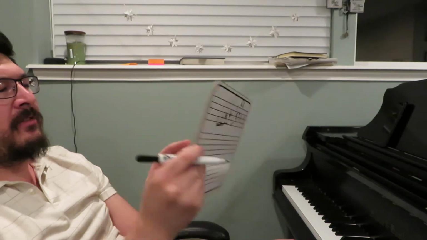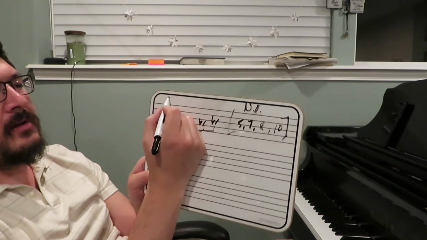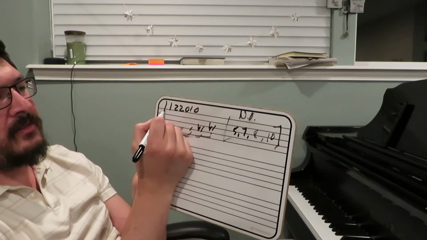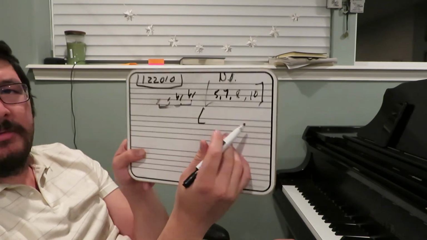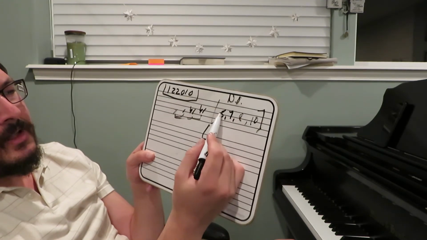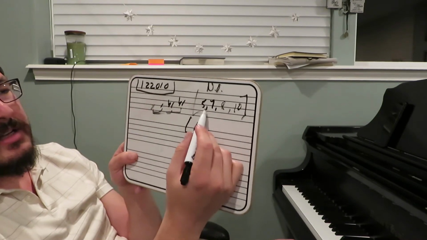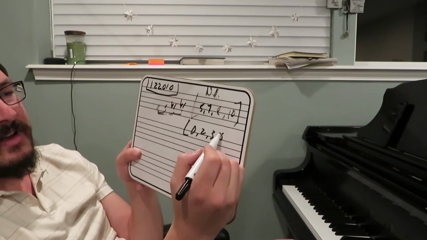Hey, let's do something a little bit interesting. Now that we've found the interval vector, 1, 2, 2, 0, 1, 0, let's write that up here. There's our interval vector, right? We found our normal order. Let's try to find our prime form. Let's do minus 5. That'll get us down to 0, right? 7 minus 5 is what? 2. 8 minus 5 is 3. 10 minus 5 is 5.